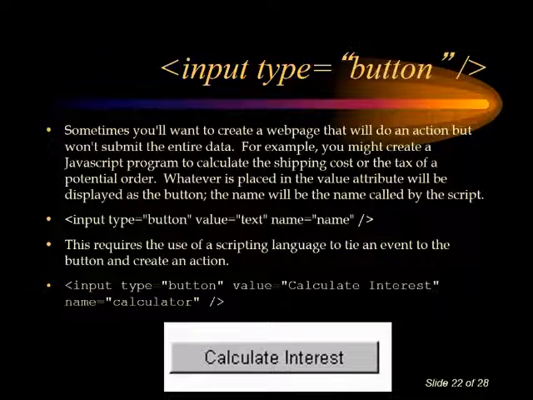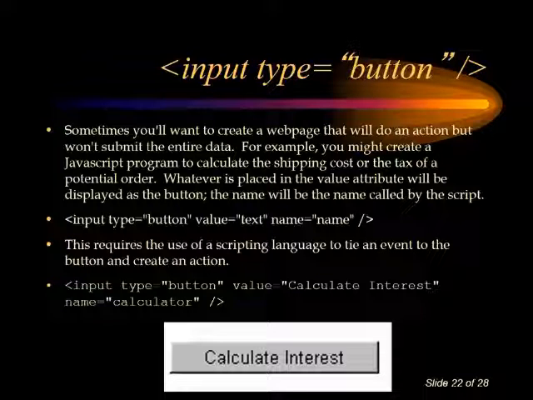Sometimes you'll want to create an action that is secondary to the primary action. So in the case of a mortgage form, or a loan form, you might want to have as the main action, submit application. But as a secondary thing, you might want to have calculate interest to figure out what the interest is going to be.